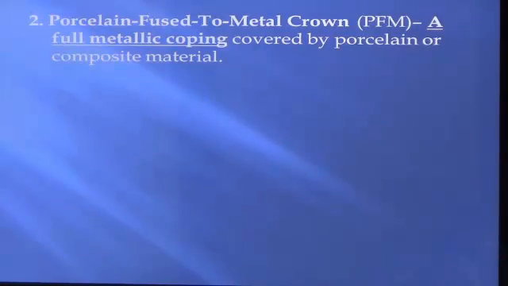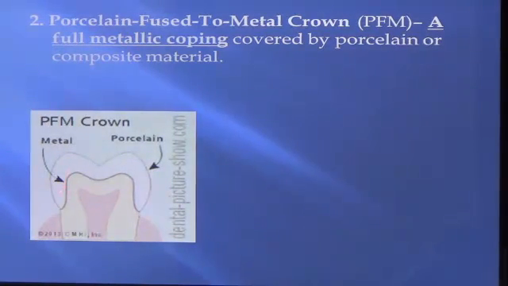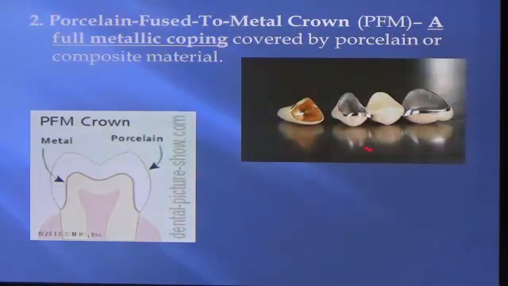Okay, you've got porcelain fused to metal, so PFMs, a full metallic coating underneath, and then you have porcelain stacked on top of it, or composite. Can be stacked on top of the porcelain, or on top of the metal. Okay, so here you've got the porcelain on the outside, and this little gray line through here, this is metal. So you have like a little metal coping, and then porcelain or composite around it. This is what they look like on the underneath. So this is a PFM, porcelain fused to metal crown.